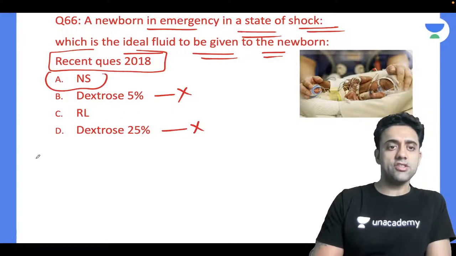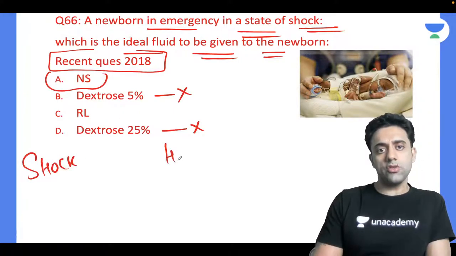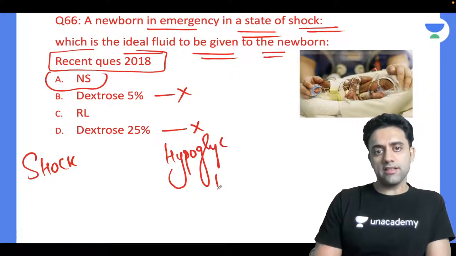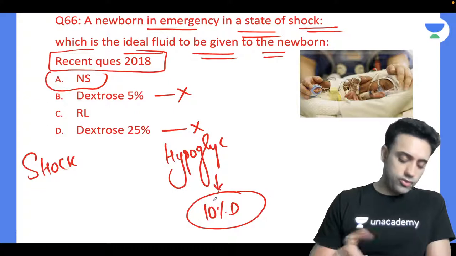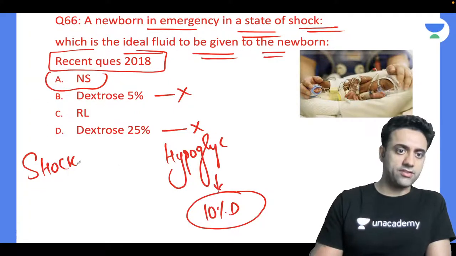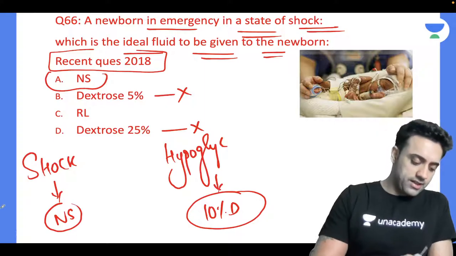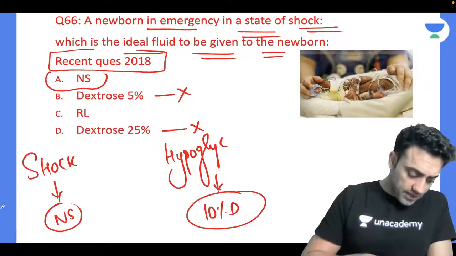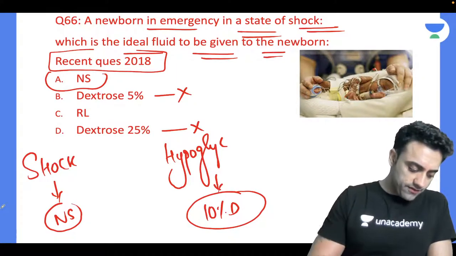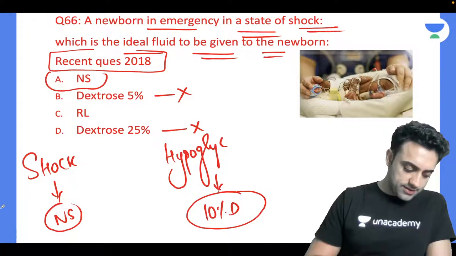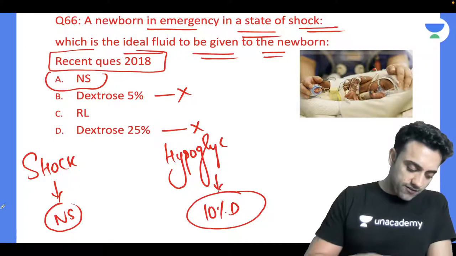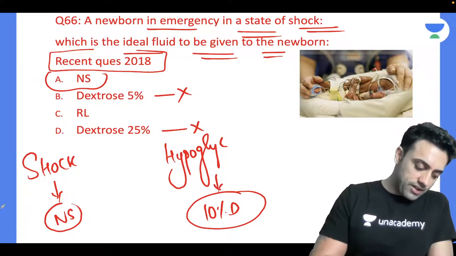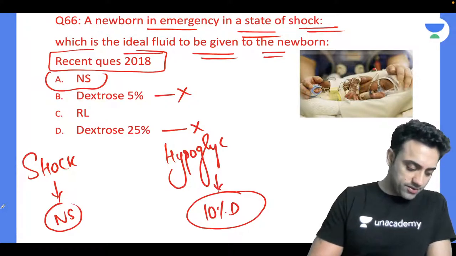Normal saline, if anyone is in shock. If the question was that the newborn is in hypoglycemia, the answer would have been 10% dextrose. And if the newborn is in shock, what will you give the baby? Exactly, you will give normal saline. For shock, we give normal saline, and for hypoglycemia you will give 5% dextrose or rather 10% dextrose, that you should know.